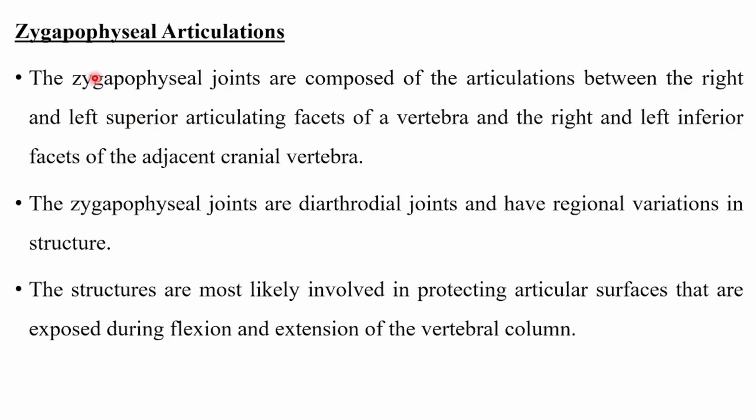The next articulation is known as the zygapophyseal articulation. These are composed of the articulations between the right and left superior articular faces of a vertebra and the right and left inferior faces of the adjacent cranial vertebra. The zygapophyseal joints are diarthrodial, that is, synovial joints, with regional variations in structure. The structures are most likely involved in protecting the articular surfaces that are exposed during flexion and extension of the vertebral column.